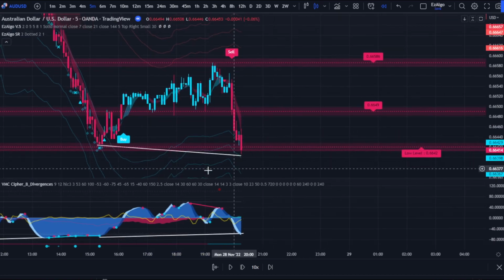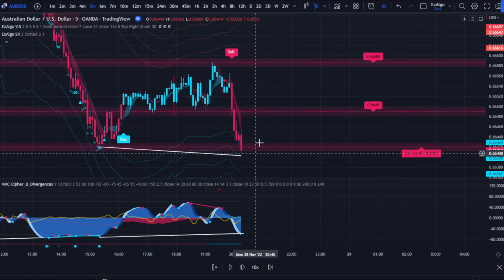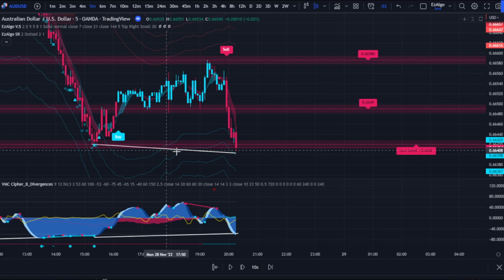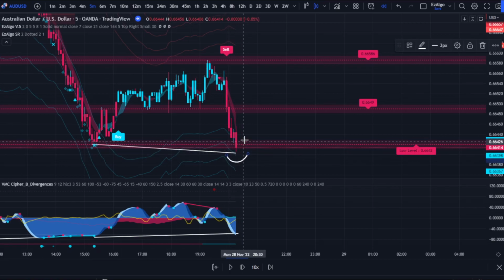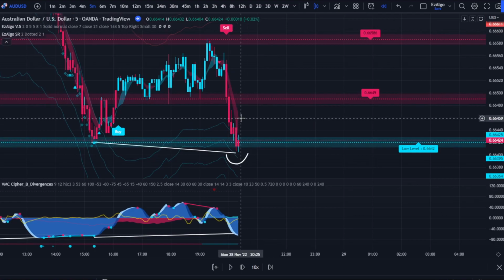All right, and that's more like it. So now we have officially created that lower low here with that bearish candle going below this low level. And at this point, same thing applies. We're gonna be looking for a deviation and for price to close back above this low level. All right, and there we have it. Price has closed back above this low EzAlgo level.